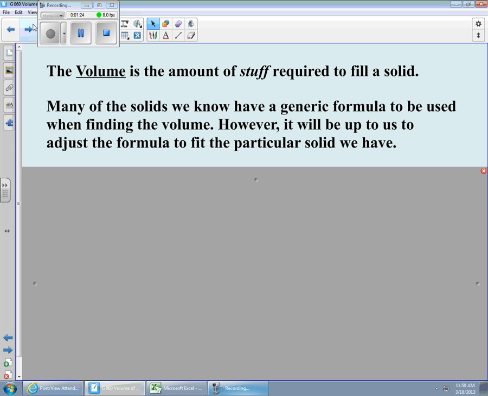Now, many of the solids that we know have a generic formula that we can use to find their volume. However, the formula is so generic that we do have to adjust it for pretty much every single shape that we look at so that it will fit the particular solid that we are looking at.